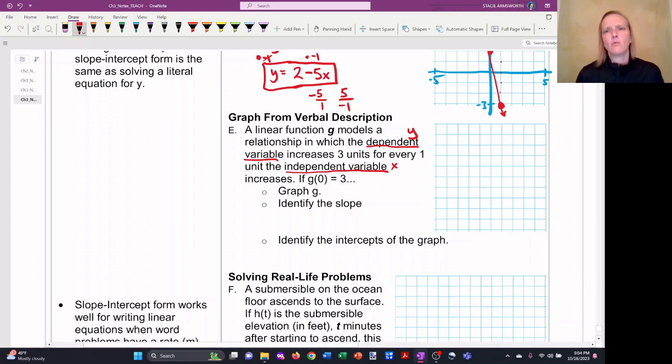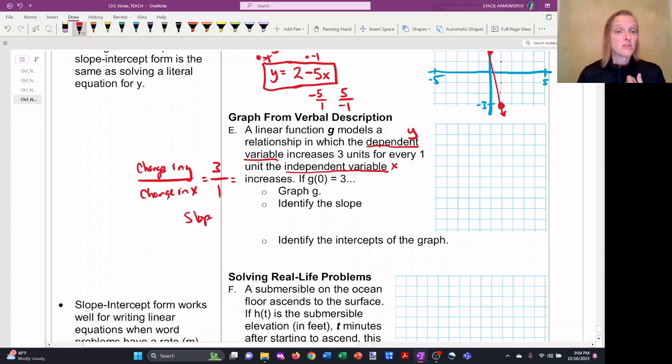So I'm telling you that y increases 3 units for every 1 unit of x. So if we talk about the change in y over the change in x, these are both increases, so they're both positive numbers. The change in y is 3 for the change of x of 1. So I'm basically telling you that the slope here is 3. So from this verbal description, you can figure out that the slope is 3.